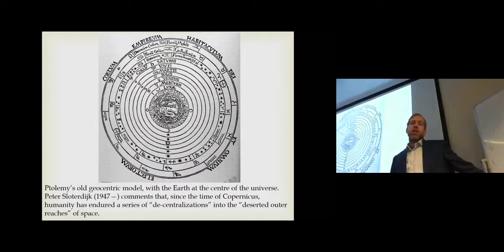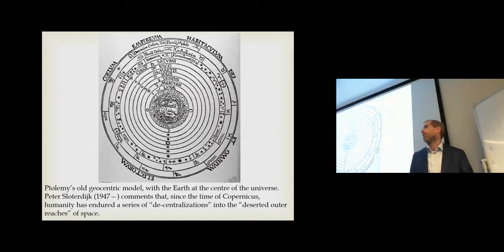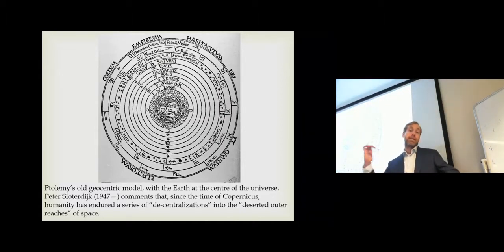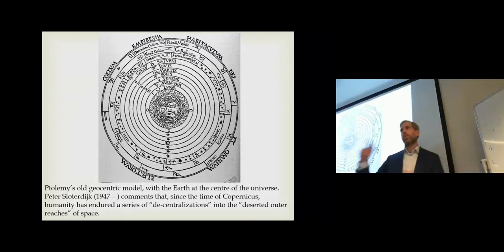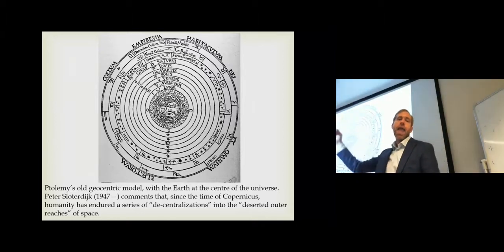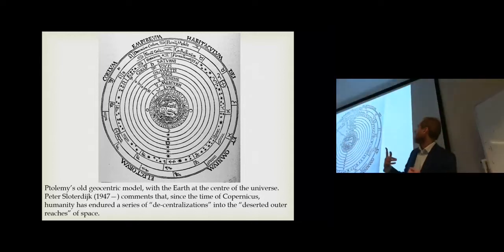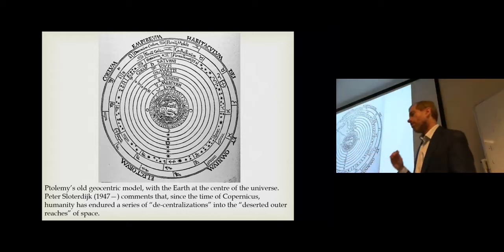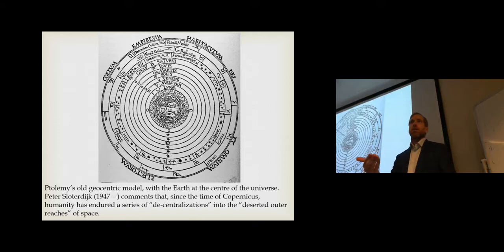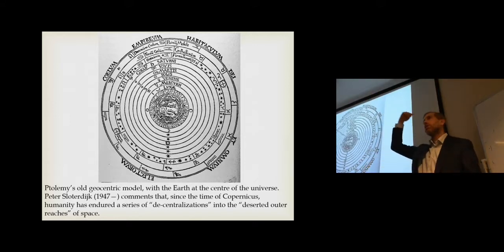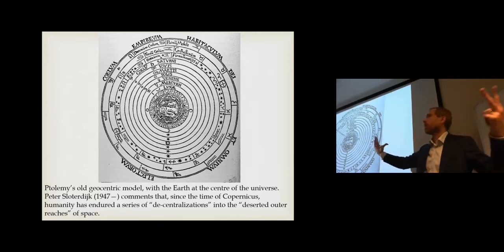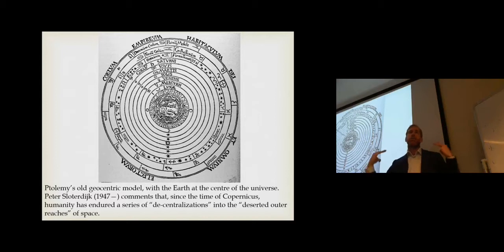German philosopher Peter Sloterdijk, who writes very interestingly on topics of space and philosophy, says that since the time of Copernicus, humanity has endured a series of, quote, decentralizations, which basically means getting kicked out of the center into the deserted outer reaches of space. And that, I think, makes sense to me. The Ptolemaic model, if nothing else, gave the impression that the cosmos are very intimately concerned with us. That all of space, the universe, everything centers on us personally, and there's this kind of divine force, divine authority that oversees everything and is focused on us.